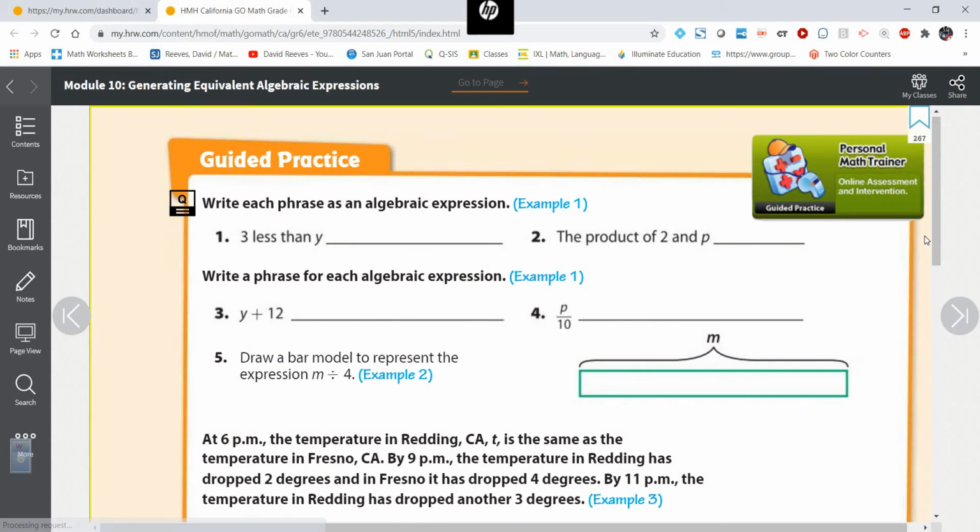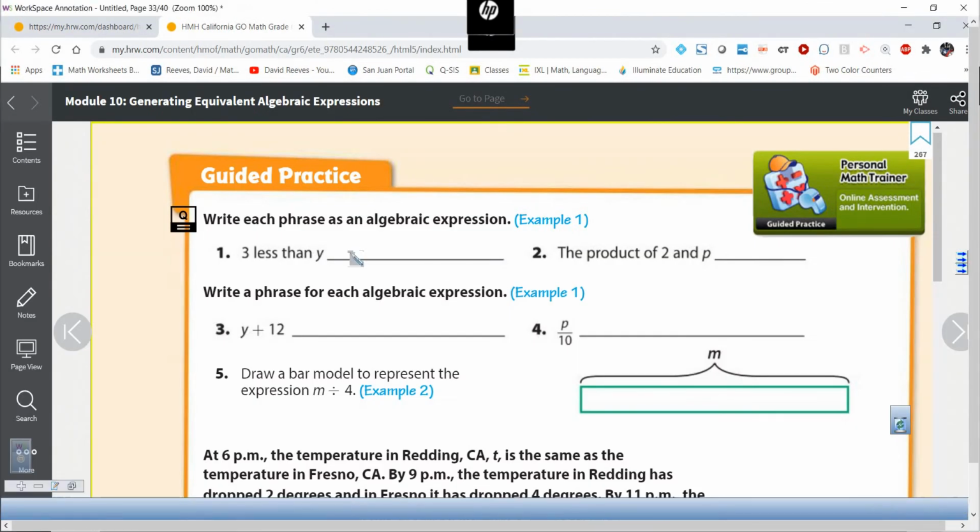All right, so if we take a look at 3 less than y, that's going to be y minus 3. Anytime you see those words less than, you need to switch the order around. So rather than 3 minus y, it becomes y minus 3.